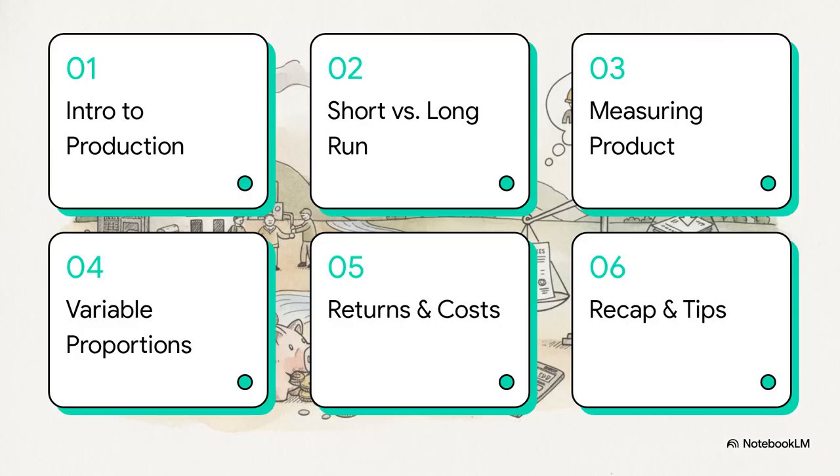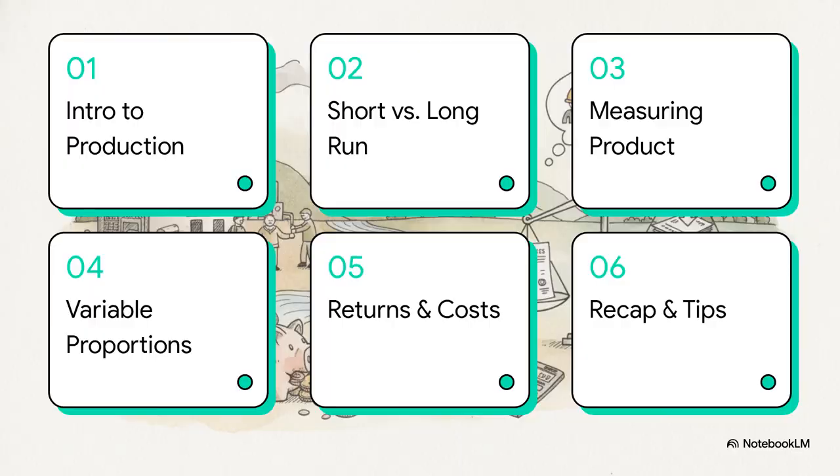Here's our roadmap for today's explainer. First, an intro to the production function. Second, short versus long run. Third, measuring product with TP, AP, and MP. Fourth, the law of variable proportions. Fifth, returns to scale and costs. And sixth, a quick recap and exam tips.